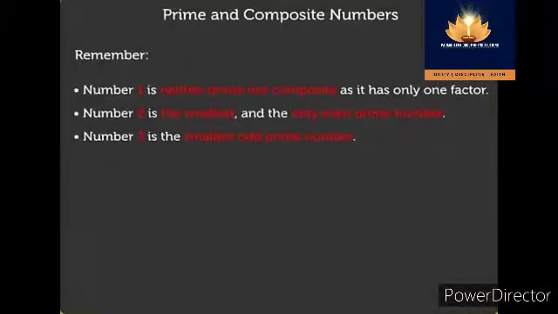Remember these points: number 1 is neither prime nor composite as it has only one factor. Number 2 is the smallest and the only even prime number. Number 3 is the smallest odd prime number.